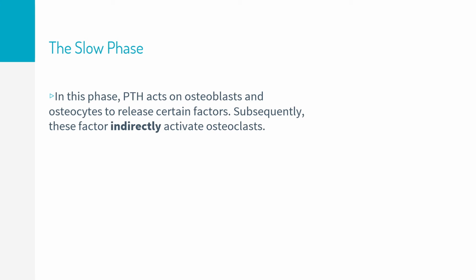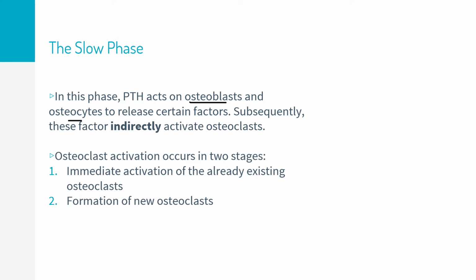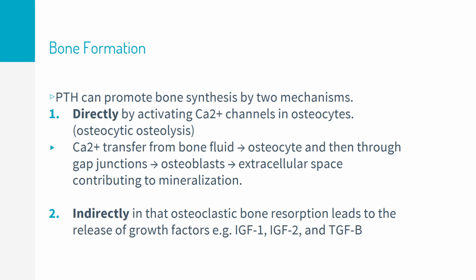Okay, in this phase, the parathyroid hormone acts on the osteoblasts and osteocytes. This releases certain factors. Okay, subsequently, these factors indirectly activate osteoclasts. So it does not directly activate osteoclasts, but acts through osteocytes and osteoblasts. Okay, the osteoclast activation occurs in 2 stages. We have an immediate activation of the already existing osteoclasts and stimulation of formation of new osteoclasts.